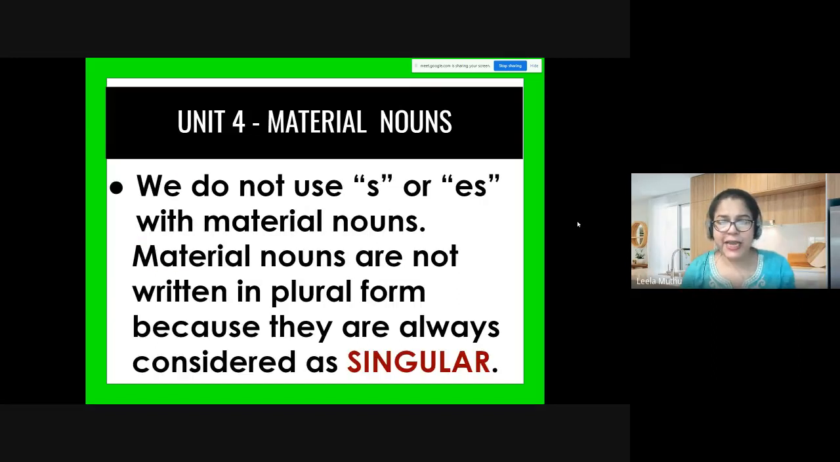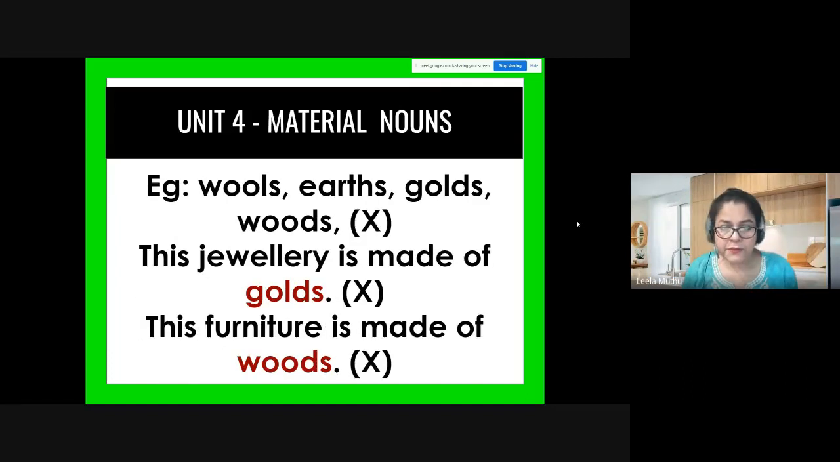We do not use s or es with material nouns. We can't make them into the plural. We cannot say golds, silvers. Material nouns are not written in plural form at all. They're always considered to be singular. Singular material nouns. Just pound that into your brain. Always singular. Never made into the plural. For example, wolves, earths, golds, woods. No, never.